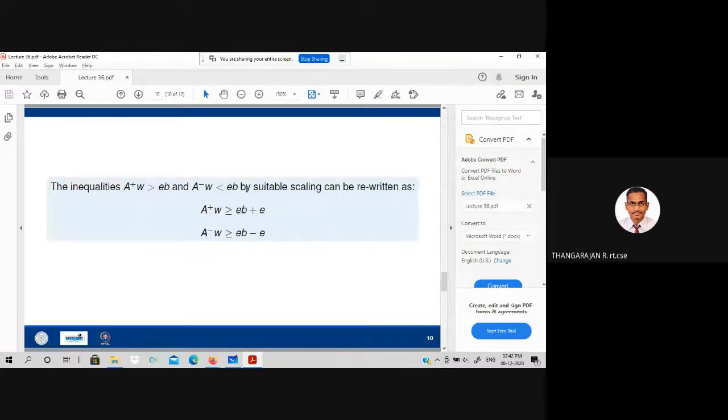By suitable scaling, they can make this inequality greater than or equal to. Just by adding here, it is greater than this, but when you add something, it may become equal to. So you have to do some scaling. If this is less than this, when you subtract something from this, it becomes equal to. The same amount you are adding there and subtracting here, so that you get the margin.